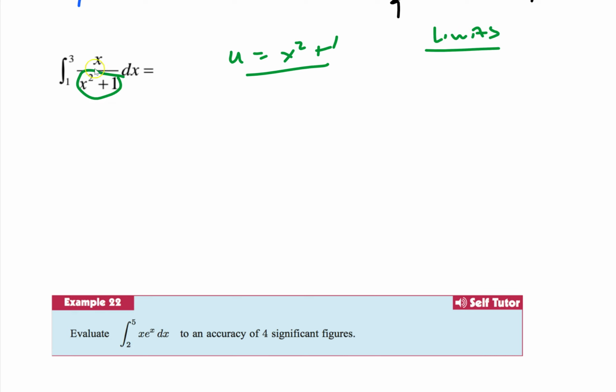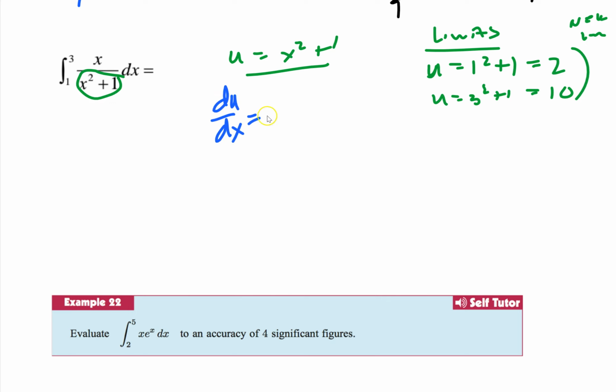Right, so if I want to find new limits, we'll just plug these in. So let's plug in 1. So u is going to equal 1 squared plus 1, which is 2. And then u is going to equal 3 squared plus 1, so that's going to be 10. So those are my new limits. So let's just do this real quick. If that's my u, we've got to take the derivative. So du over dx equals 2x. I'm just going to roll fast. du over 2x equals dx. Just multiply and divide by 2x. Right, so now I can plug it all into my equation. So my new limits are 2 and 10.